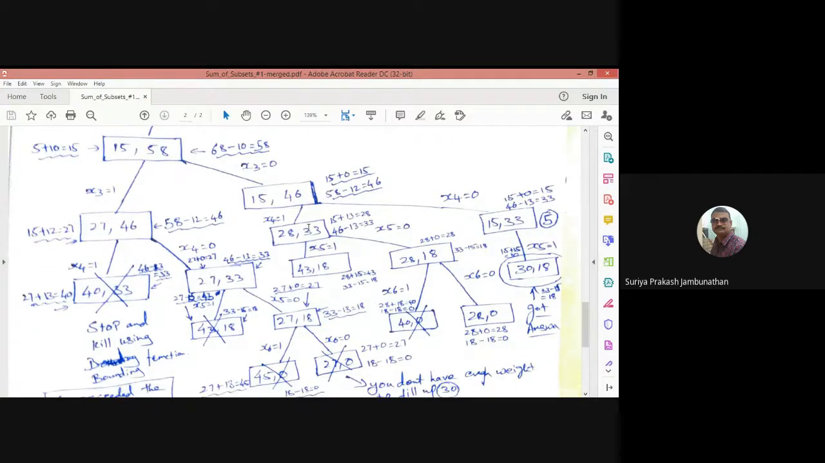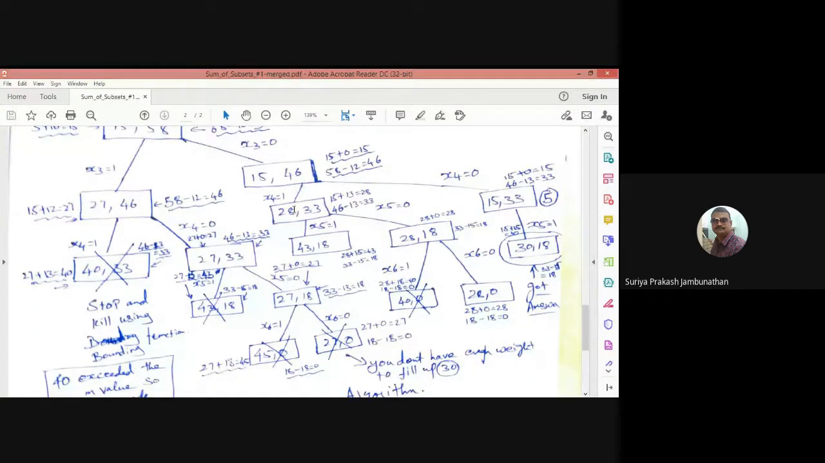Next to this, we are considering x4. While considering x4, we have a different solution. So what is x4 actually? When we consider x4, what happens? 15 plus 13, since the x4 value is 13, we get 28, and from 46 we subtract the x4 value, which is 13. So 46 minus 13, we get 33. Okay, 28 comma 33 we are getting.